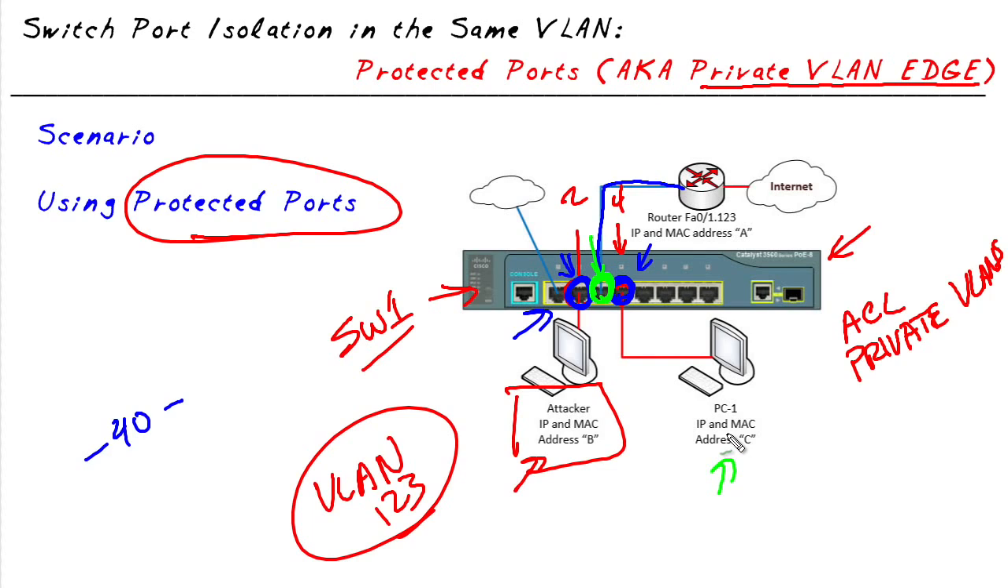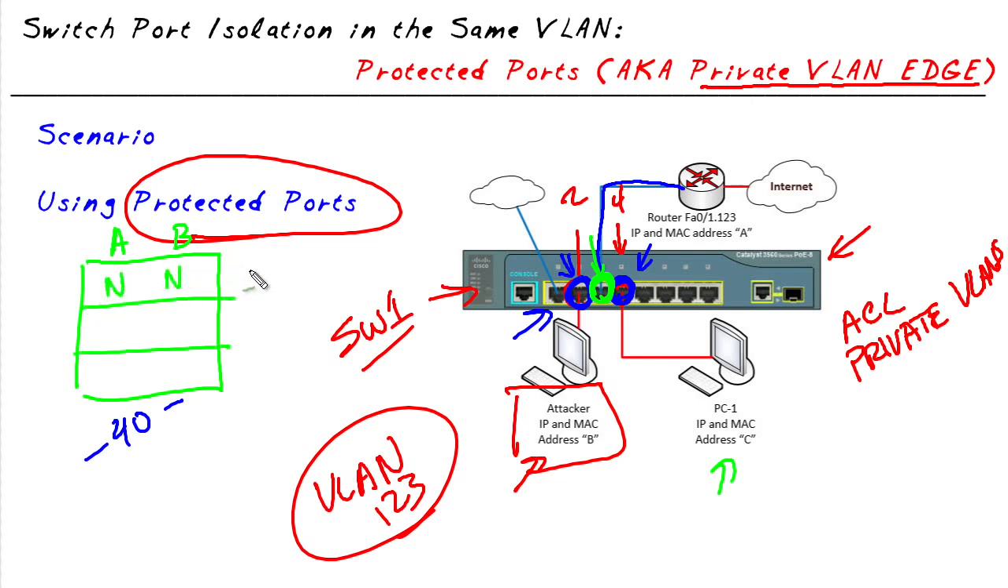So this is a little table regarding the possibilities, and this is port A and this is port B. Two non-protected ports are going to have successful communication. A protected port and a non-protected port are going to have successful communication. It's only when we have two protected ports that you're going to have this buzzer sound, where there's no communication allowed between those two ports because they are both protected.